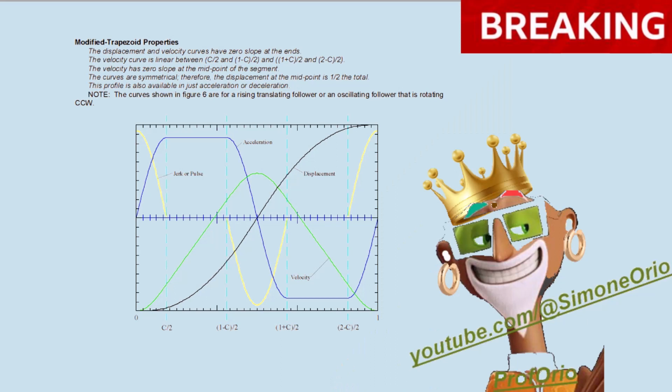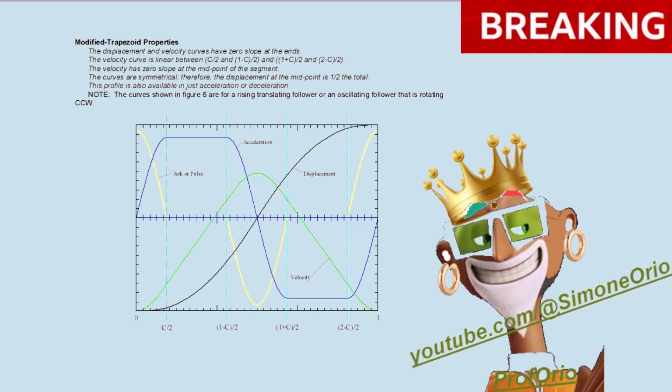Modified trapezoid is a combination of cycloid and constant acceleration, constant deceleration. We start off with 1/4 of the cycloid to accelerate to the constant acceleration. Then we use the from 1/4 to 3/4 of the cycloid to go from the constant accel to constant decel, and then the last 1/4 of the cycloid to go back to zero.